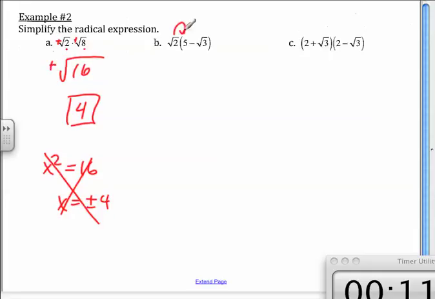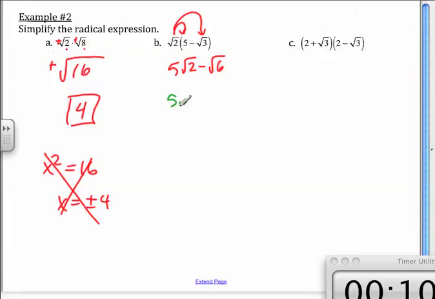Now this next one, Chase, you're going to notice I do it just like I would do it if it's a regular number. Root 2 times 5 is 5 root 2. Root 2 times minus root 3 is minus root 6. There's nothing else I can do, Jordan. Eddie, do you see that root 6 doesn't simplify? I mean, it is root 2 times root 3, but there's no perfect square in there. So I just leave them together. There's nothing that I can do.